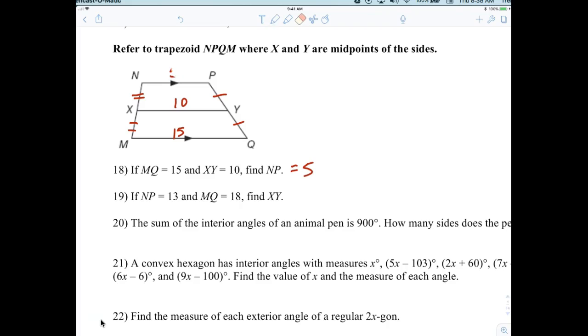Now, it says next, if NP is 13 and MQ is 18, then XY is 15.5. Not a big deal.